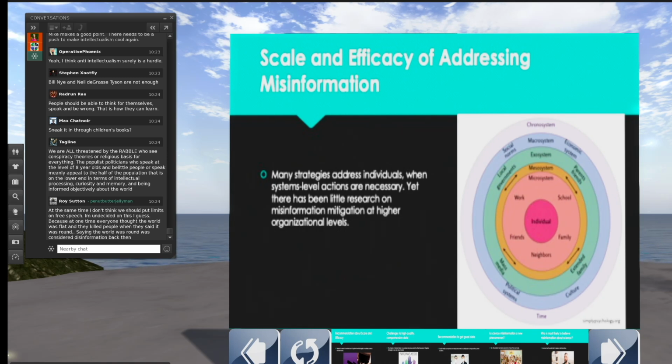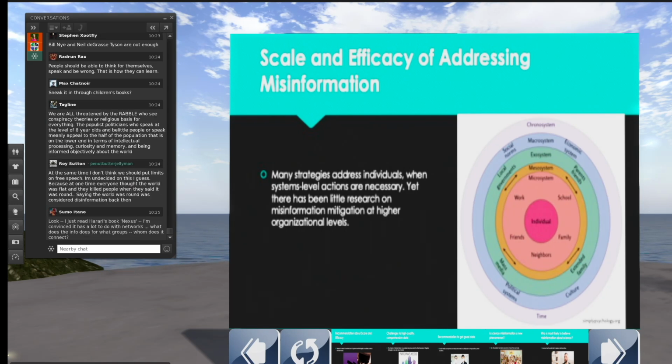Roy says at the same time he doesn't think we should put limits on free speech. He's undecided on this because at one time everyone thought the world was flat and they killed people when they said it was round. Saying the world was round was considered disinformation back then. Again, this is the nature of science.